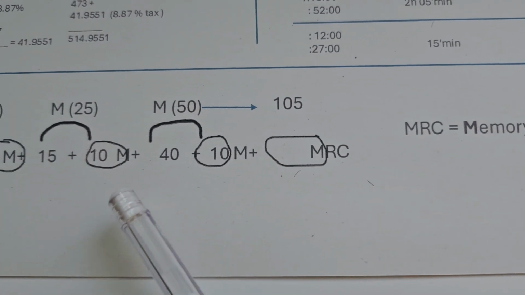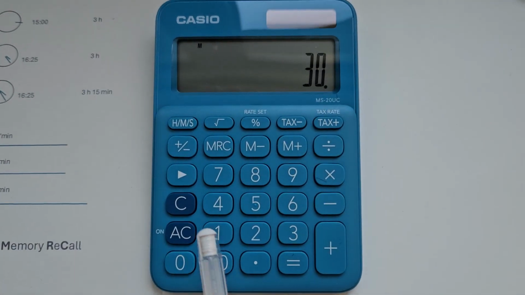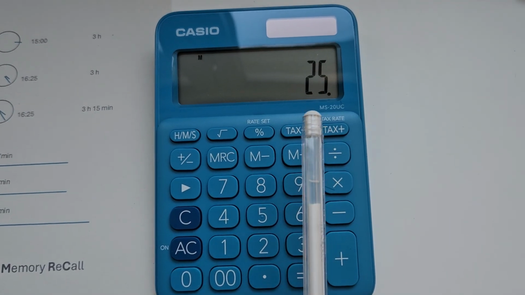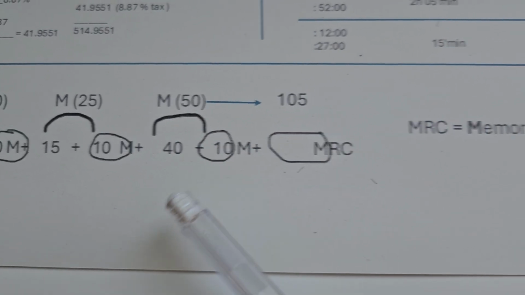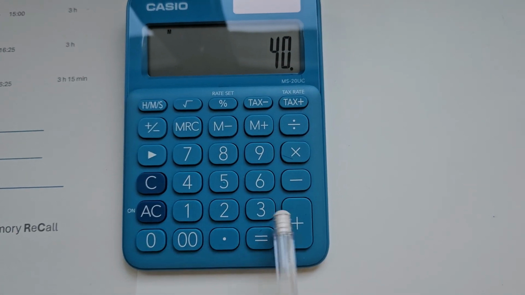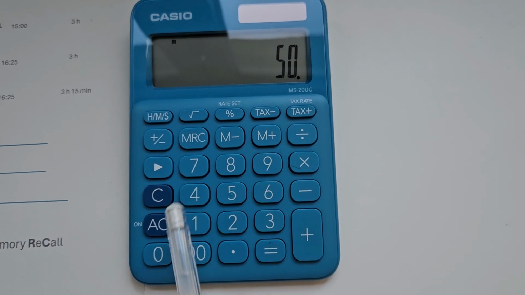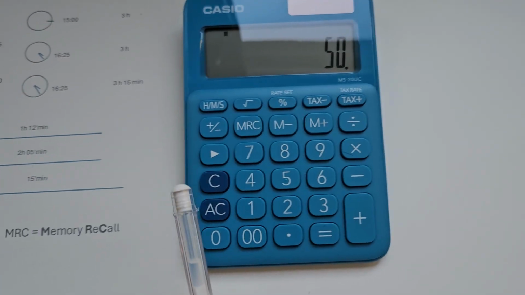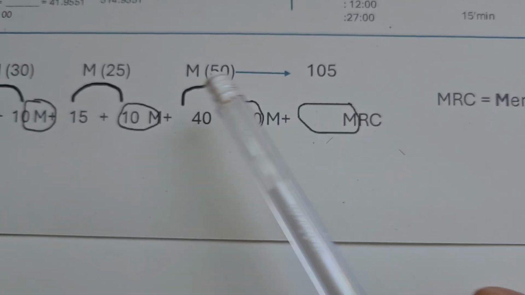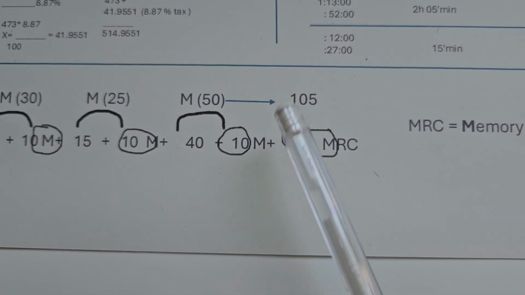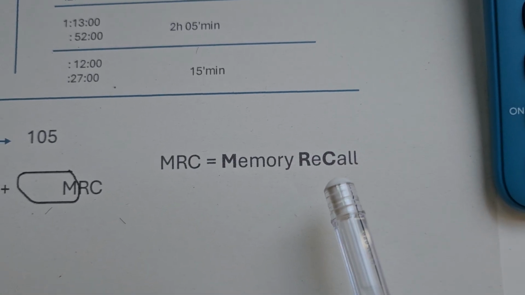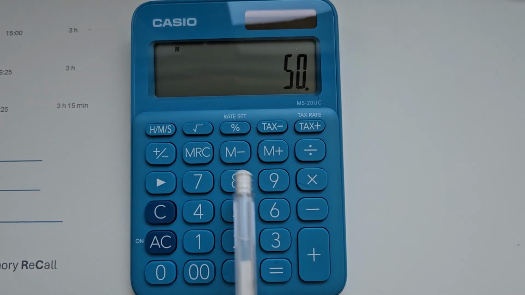Then I want to do 15 plus 10. So I just do 15 plus 10 and I add it to the memory. And then I can see it's 25 and it was added to the memory. Then I want to do 40 plus 10 and add it to the memory, and it's 50. That is my subtotal, and it was added to the memory. And now I want to see what is the grand total from the memory. For that I need to press the MRC button, which comes from memory recall. Let's recall what's in the memory.